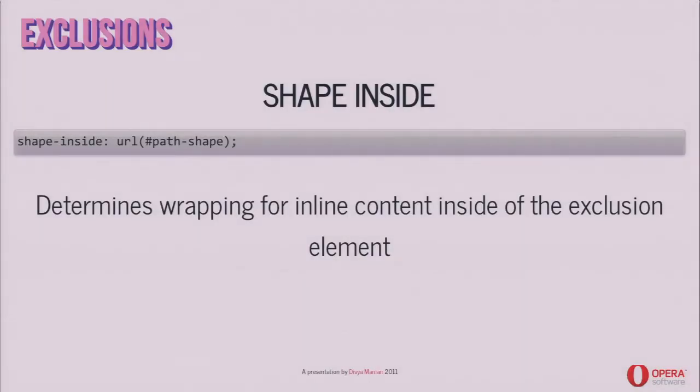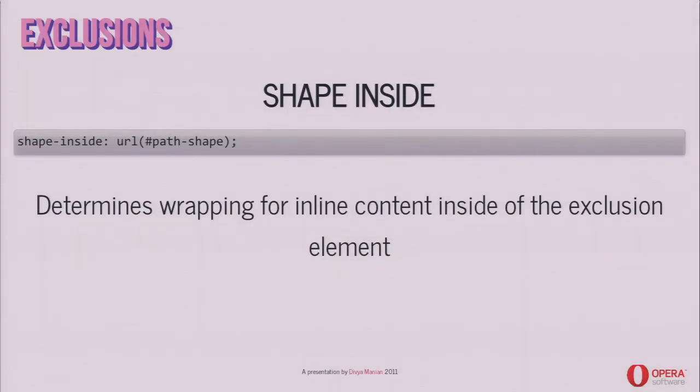So there are three ways you can do it. First, you'll use SVG-like syntax to set the shape. So you can use circle(50% 50% 50%) to do that. And then the shape-outside property would determine the wrap area, or the wrapping, for the inline content outside of the exclusion element. And then the shape-inside would determine that for the inline content inside of that exclusion element.